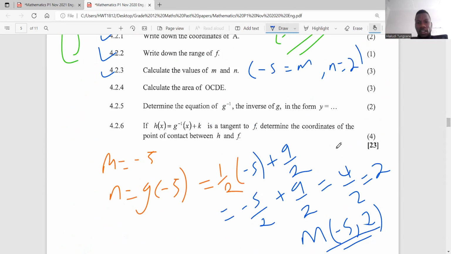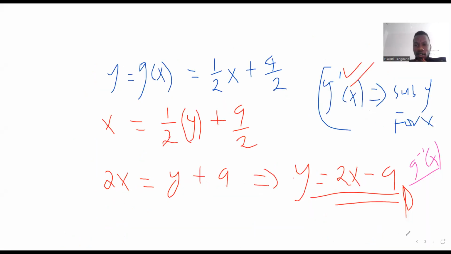F, right? And then we need to determine the coordinates of that point where they touch each other. Okay, so this is an important principle that we need to understand. It's a combination of calculus and the functions, right? So we need to remember those concepts because they're gonna be handy here.